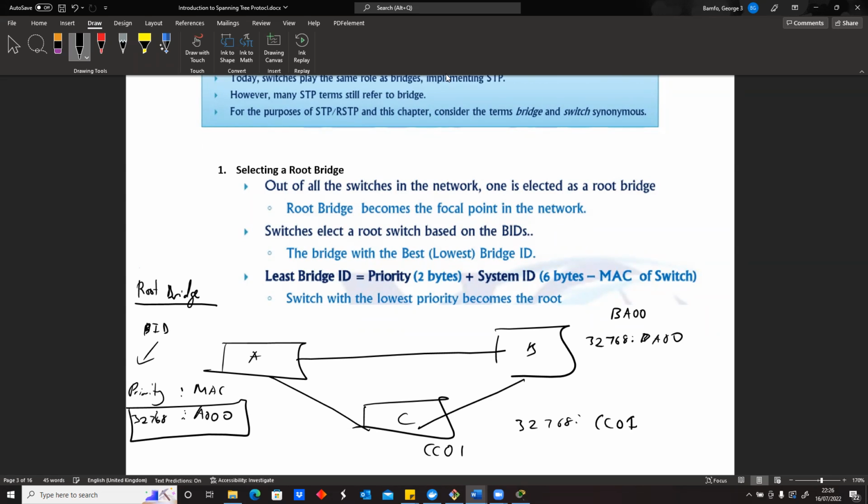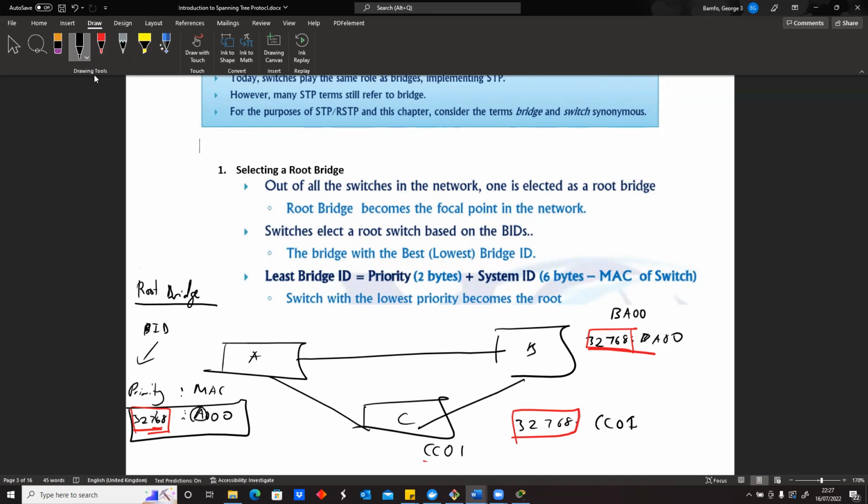Now, these are the bridge IDs. In order for us to determine who becomes the root bridge, we need to look at which of the devices has the lowest bridge ID. And so that device will become the root bridge. By default, as I mentioned, they will all have the first part being the same. And so this is the same as this one and as this one. If we are just looking at the first part, we cannot make a determination as to who becomes the root bridge. We have to take it one step further by looking at MAC addresses.